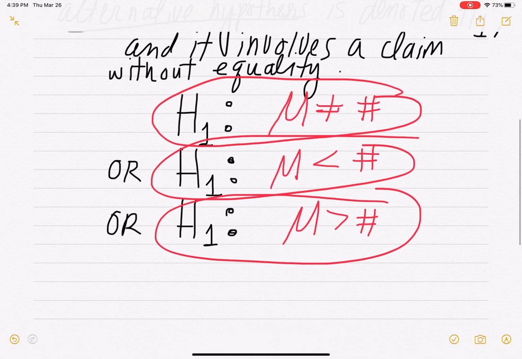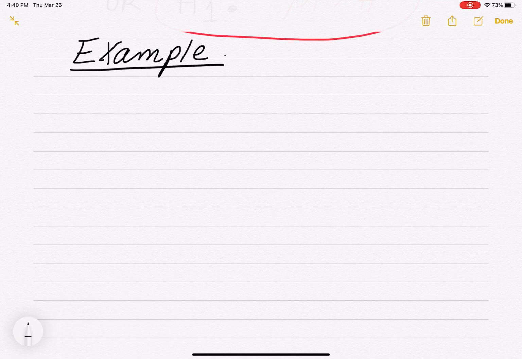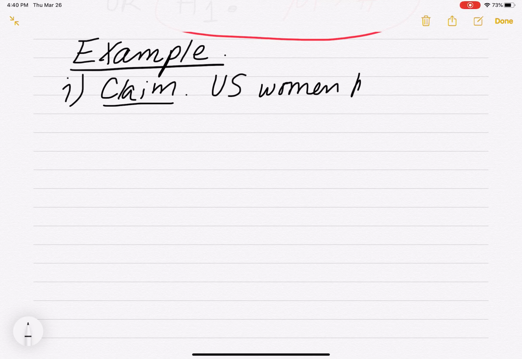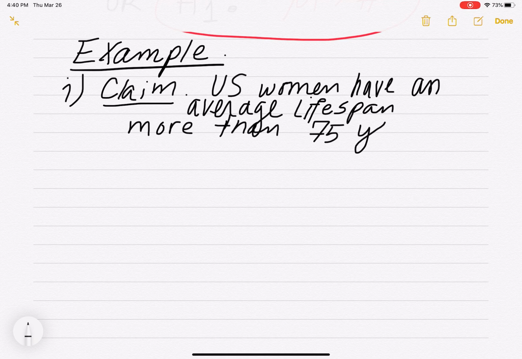All right, so we want to learn how to do the first step to a hypothesis test, which is setting up the null and alternative hypotheses. So here we're going to have a claim for each of these that needs to be tested. So here are some examples. Number one, we're going to have a claim. U.S. women have an average lifespan more than 75 years.